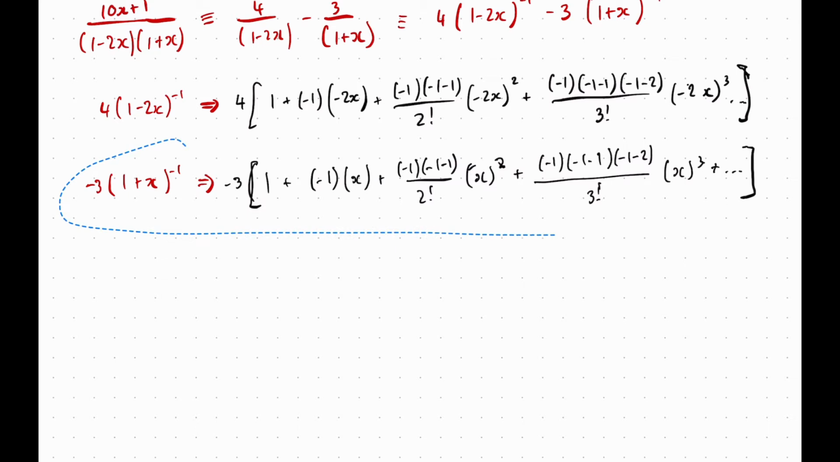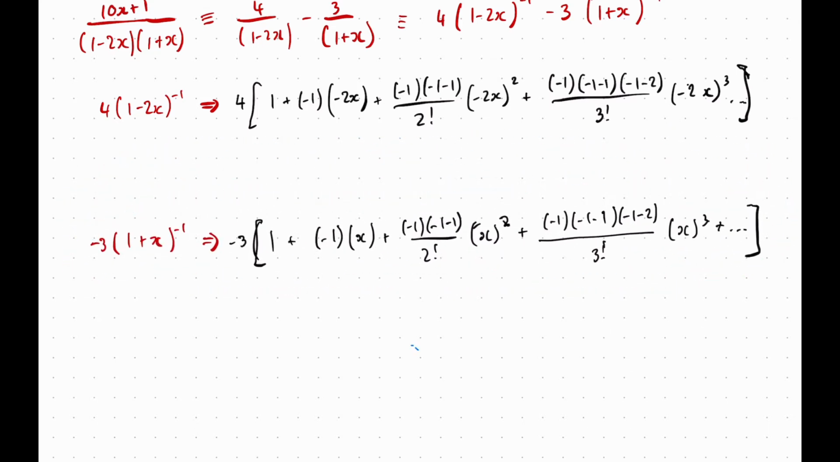So what does that become? Well, it's 4 times all of this. So 4, minus 1 times minus 2x is positive 2x, times 4 is plus 8x. Minus 1 times minus 2 is positive 2, over 2 factorial is 1. Minus 2x squared is positive 4x squared, times 4 is 16x squared. And then the last one, minus 1, minus 2, minus 3.